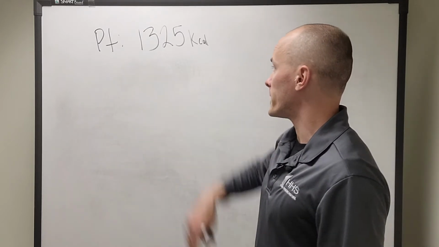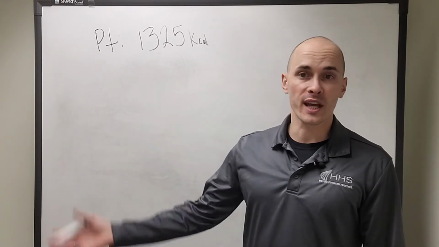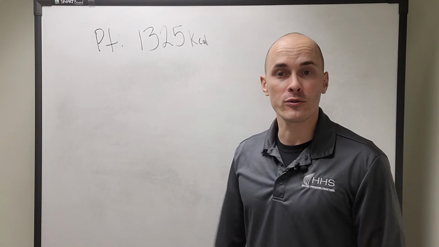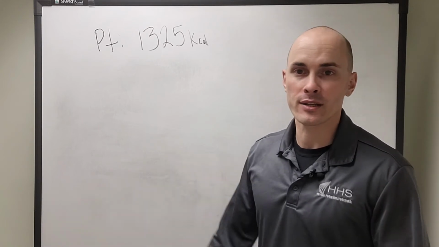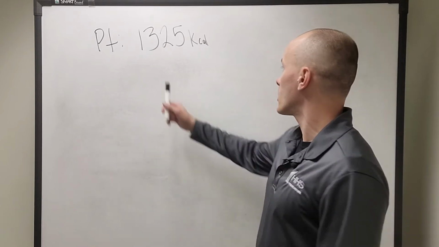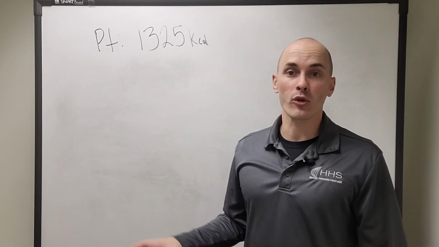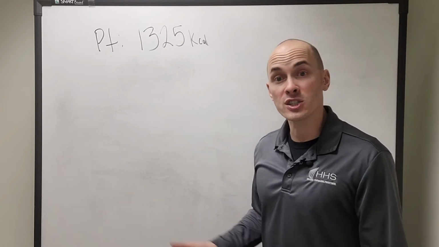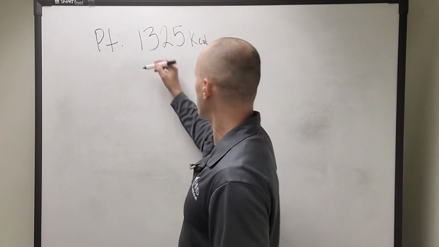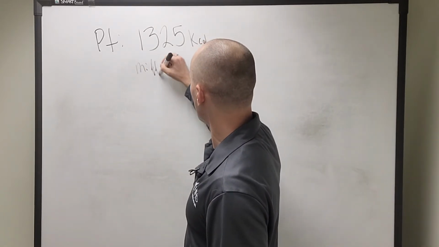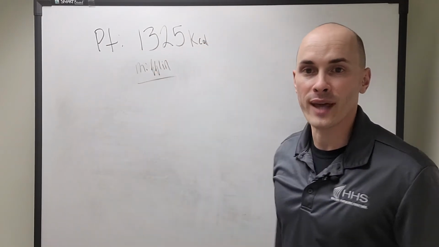So here we have a patient. Let's say it's an 80-year-old female. She came into the hospital after a ground level fall at home, and she's not eating and they need to do nutrition support. So we're going to use the Mifflin equation because the Mifflin equation estimates calorie needs for non-intubated patients. The Mifflin equation is going to come out with, let's just say, 1325 calories.